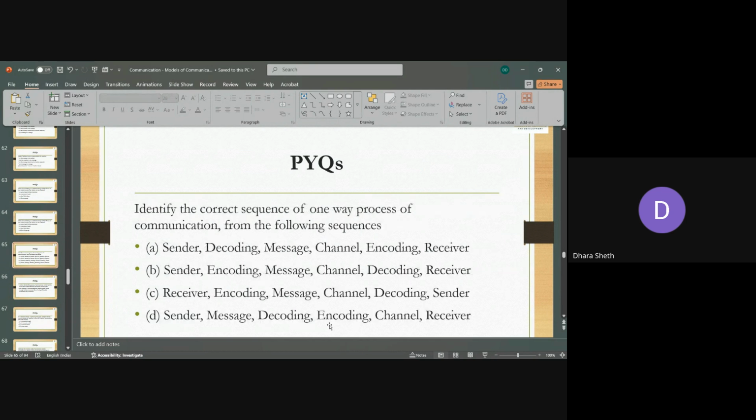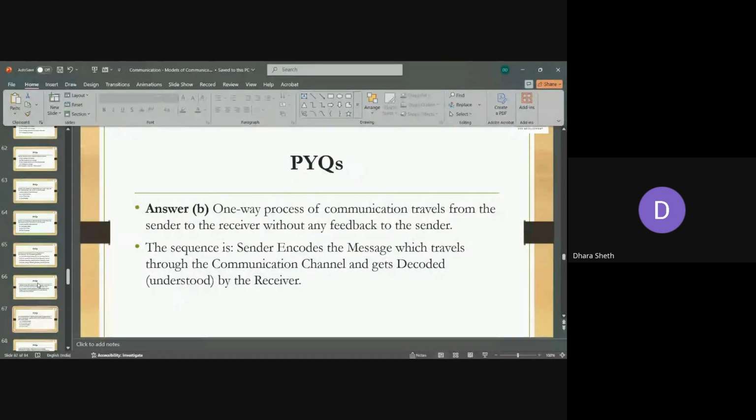Next, identify the correct sequence of one-way process of communication. Like, what is the correct sequence? What comes first, then second, then third, then fourth, then fifth. This is one-way, linear communication. Okay, everyone says B. And the answer is B.